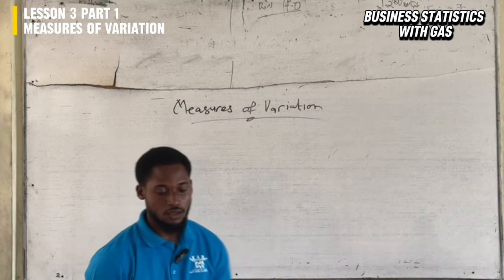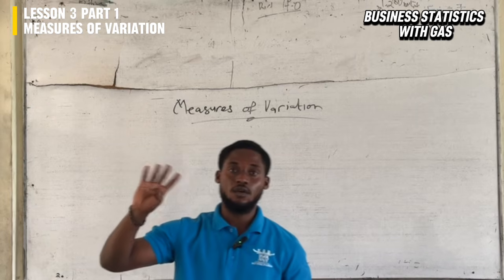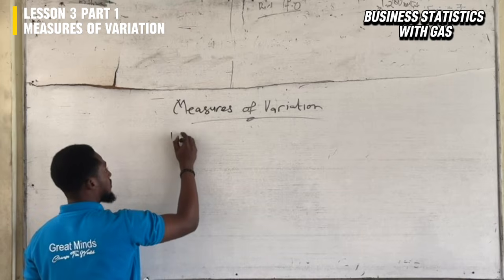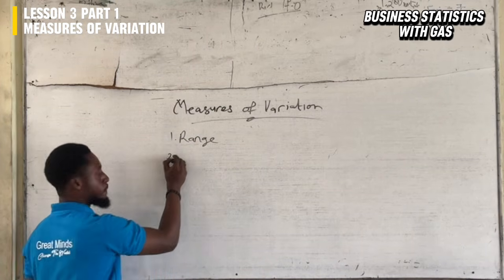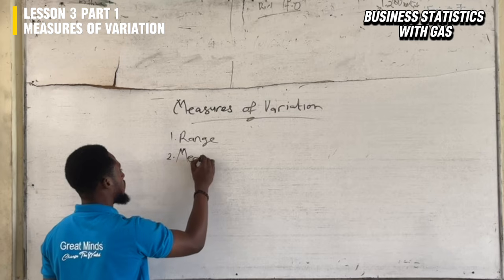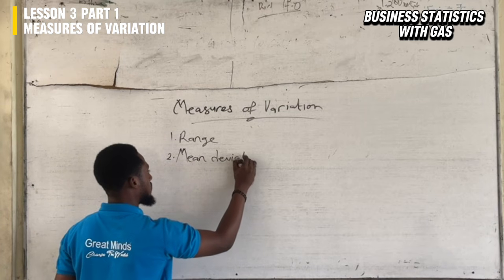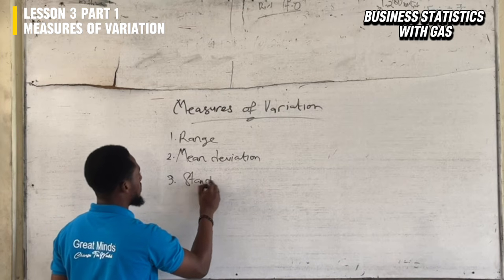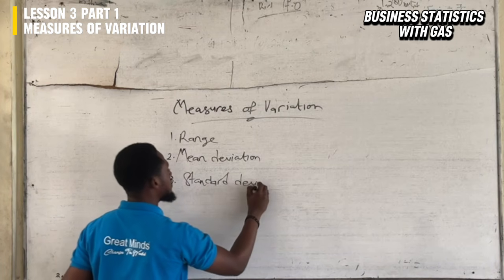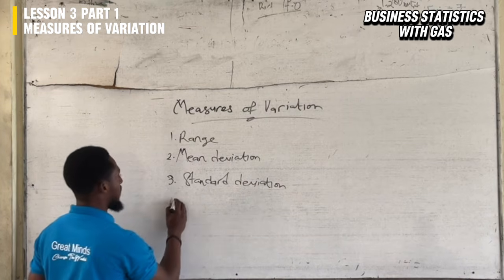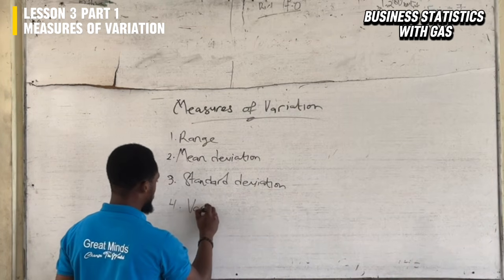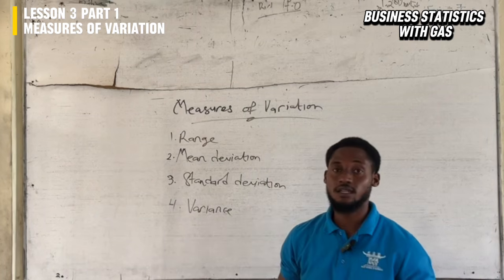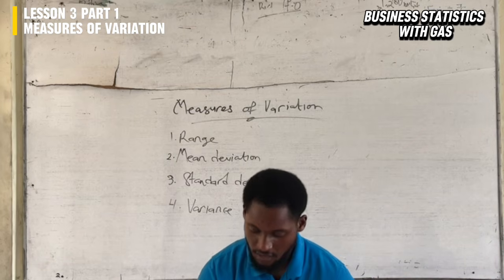So, measures of variation. Under measures of variation, there are four key terms you would have to know. We have range, we have mean deviation, we have standard deviation, and we have variance. I'll be going through this with you, taking them one after the other.